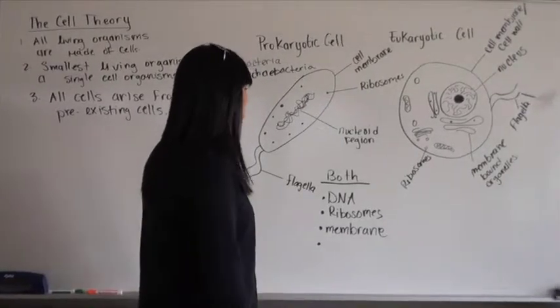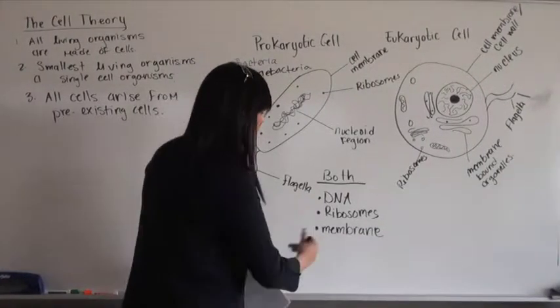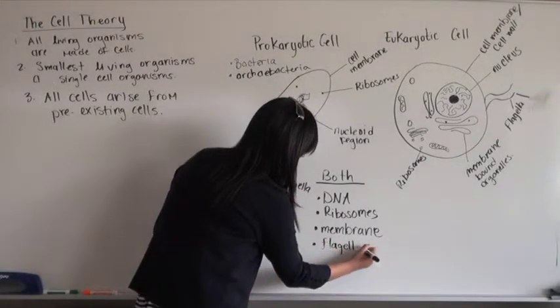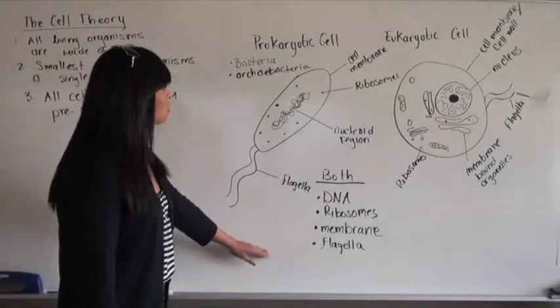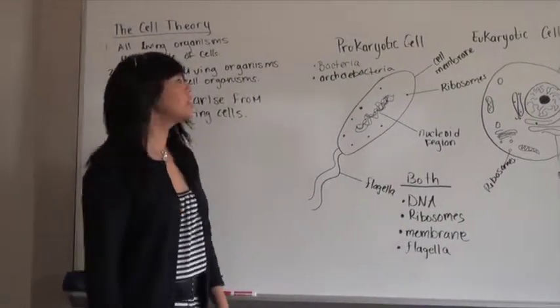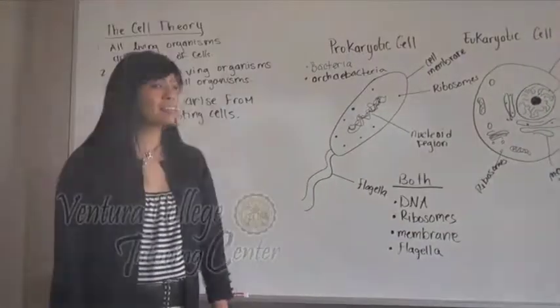Both are cells, and they both have DNA, ribosomes, membranes, and flagella. So that's about it. So that wraps it all up with the cell theory of prokaryotic cells and eukaryotic cells.